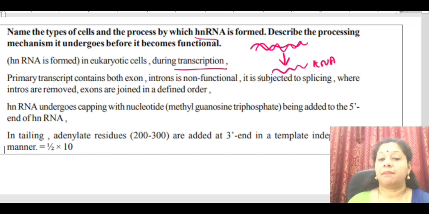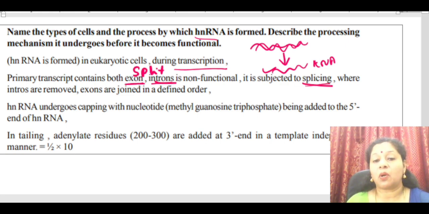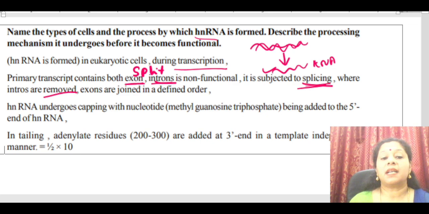This hnRNA is the primary transcript, which contains both exons, the coding sequences for proteins, and introns, which are non-functional or non-coding sequences. We can call them intervening sequences. It is subjected to a process called splicing. Because exons and introns are present, that gene is called a split gene. Split gene has to undergo splicing, where introns are removed and exons are joined in a defined order.